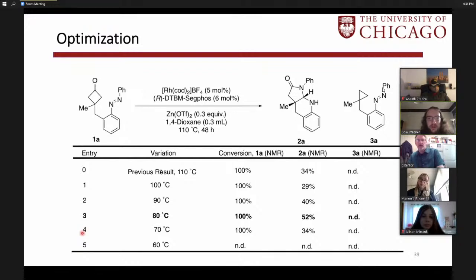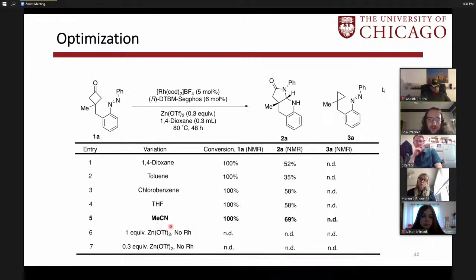Then we found that just by lowering the temperature, we can get a pretty significant increase in yield, up to 52%. And then by switching the solvent to acetonitrile, we can get a much higher yield. We also found that at this lower temperature, the zinc by itself doesn't actually seem to cause the reaction to take place. So mechanistically, there's still a lot of stuff to hash out and figure out, but optimization is going decently well so far.